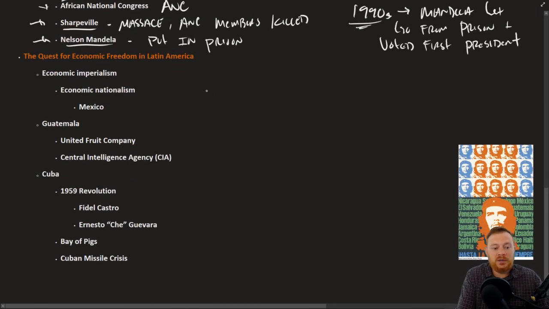Decolonization in Latin America was a little bit different in a sense that Latin America had gained its independence 100 years earlier, but was still heavily influenced by outside powers in the form of economics, or economic imperialism. Economic imperialism is kind of like outside control of economic resources.